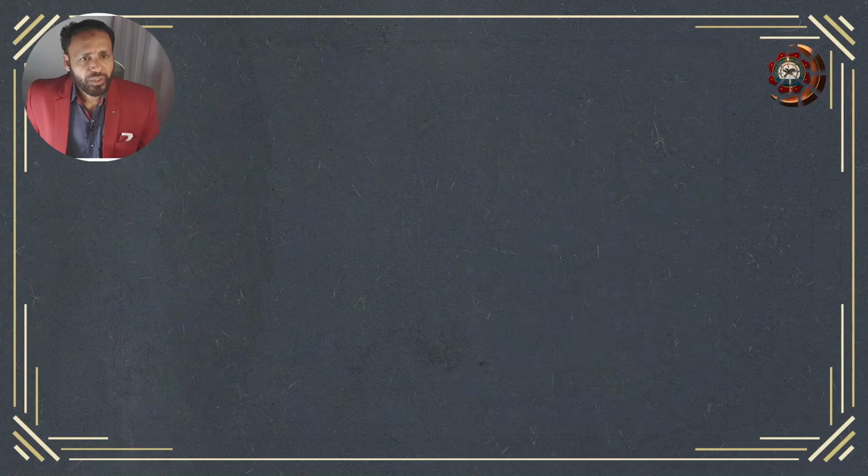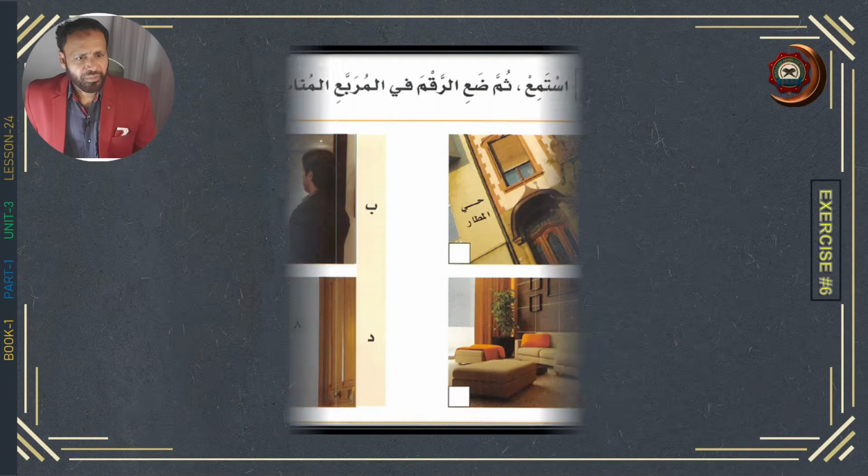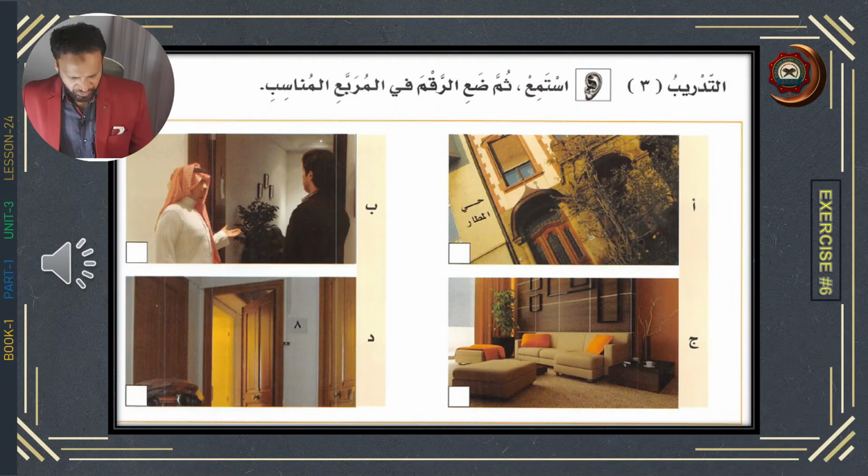Istami thumma, the same thing, but this time we have individual photos. So maybe we'll have to go back to the next audio. التدريب الثالث. Okay, Tabassum ma'am, pay attention. استمع ثم ضع الرقم في المربع المناسب. 1 أريد مشاهدة البيت. تفضل. هذا هو البيت. هذا بيت جميل.